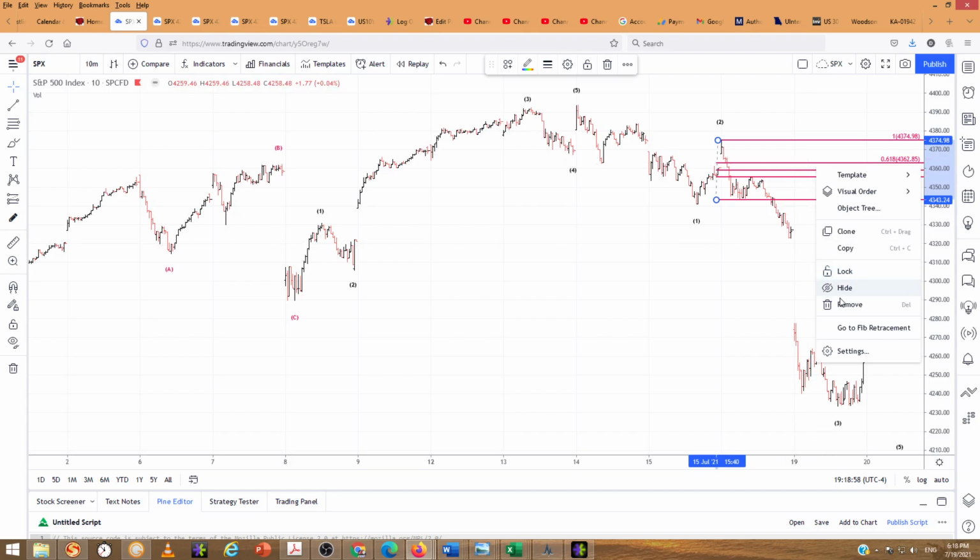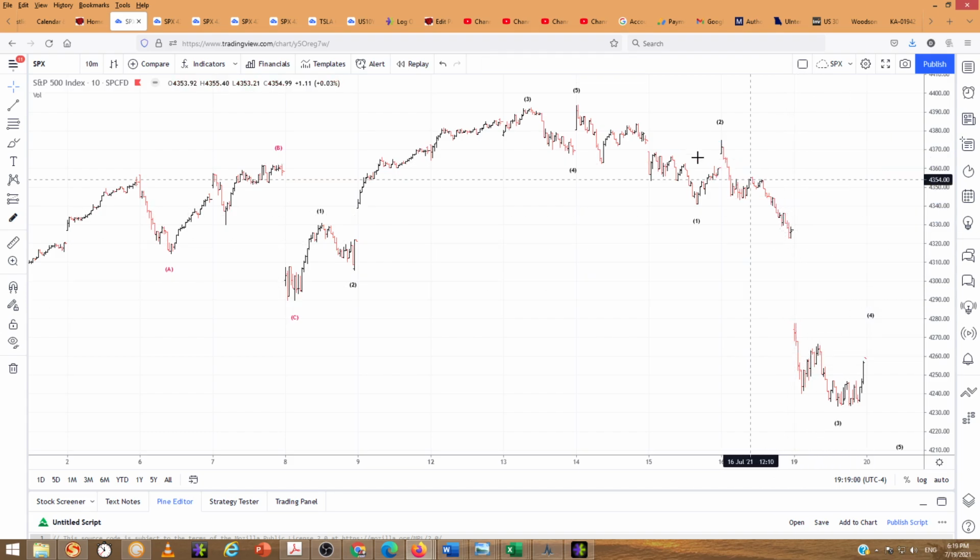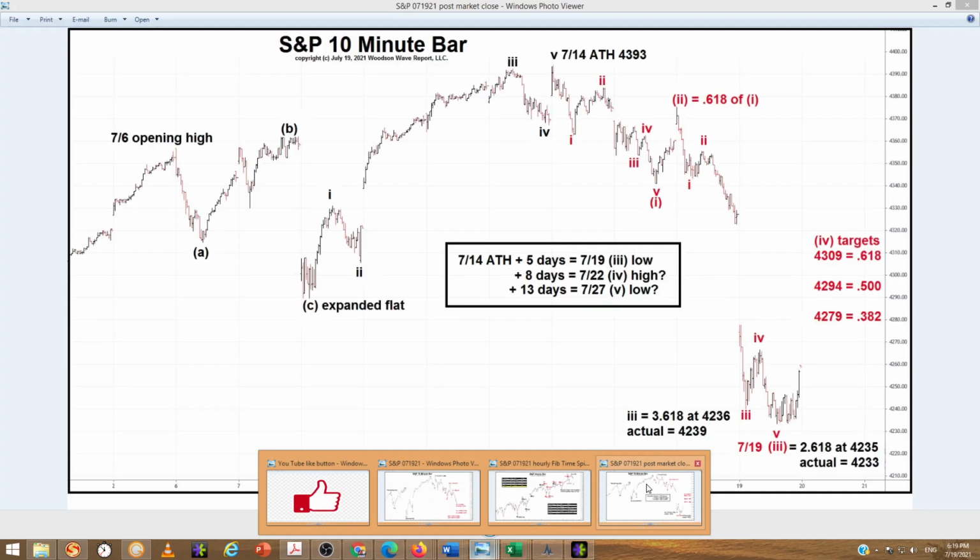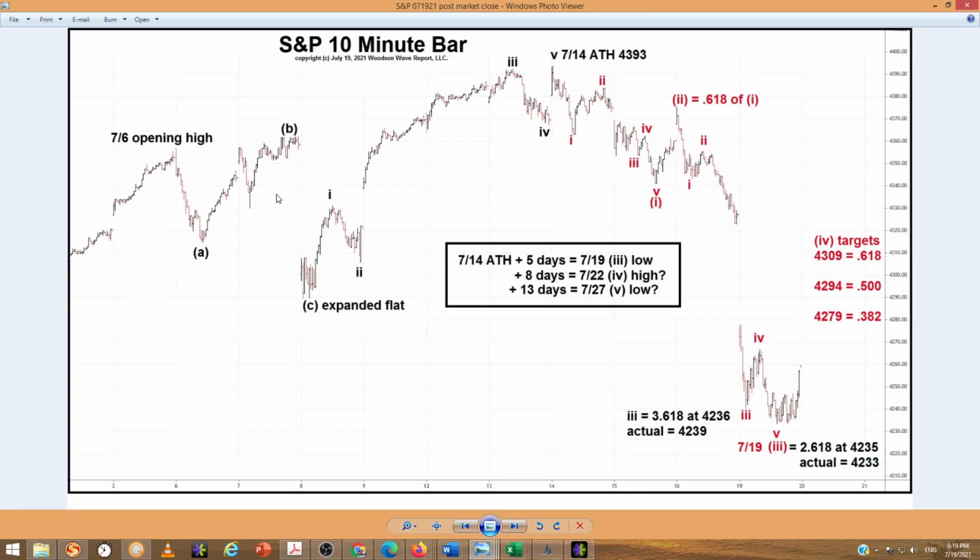Let's go look at the picture here because there's so much going on, and I'm so excited. I think I'm losing track of everything. Here is the opening high, which came right after our Fibonacci turn date, and it allowed us to identify that expanded flat.